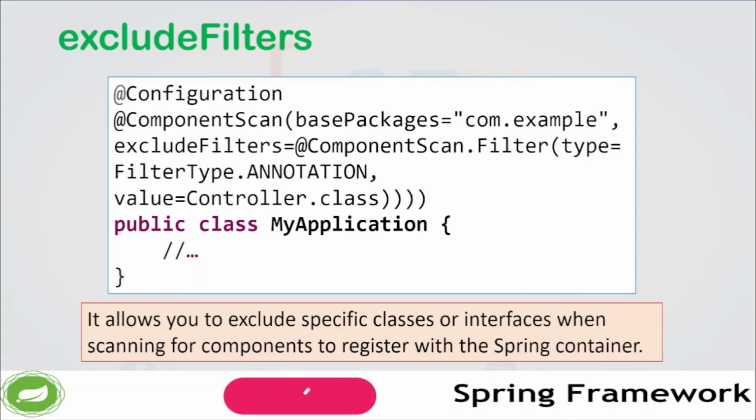In this example, we are using exclude filter to exclude all the classes which are annotated with @Controller in the com.example package. It can also be useful when you need to exclude certain components that might conflict with other components or cause issues in your application.